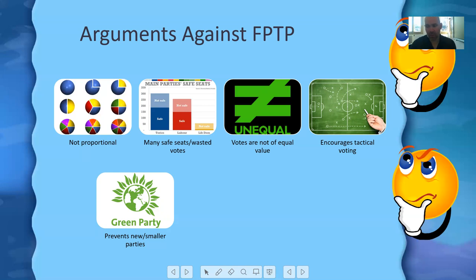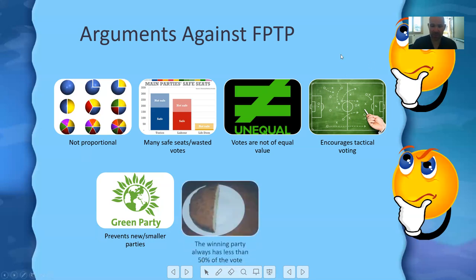So not only does the voting system actually keep the smaller parties out, it perhaps even stops the smaller parties getting support in the first place, or growing, or being seen as potential winners. So the impact here is pretty good.